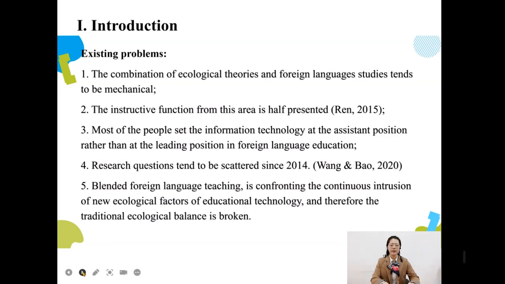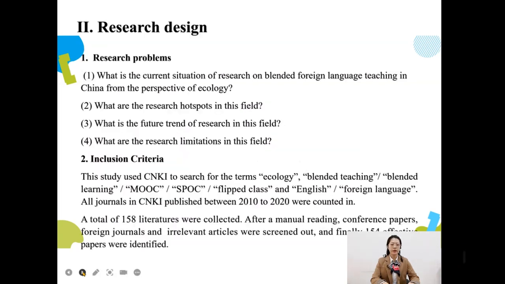And the last one is blended foreign language teaching is confronting the continuous intrusion of new ecological factors of educational technology, and therefore the traditional ecological balance is broken. Based on the above requirements, this study tends to discuss the status quo, hotspots, and future trend of blended foreign language teaching in China from the ecological perspective in the past decade.